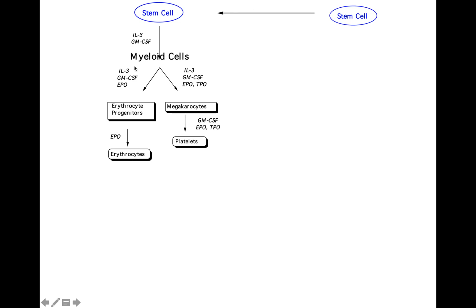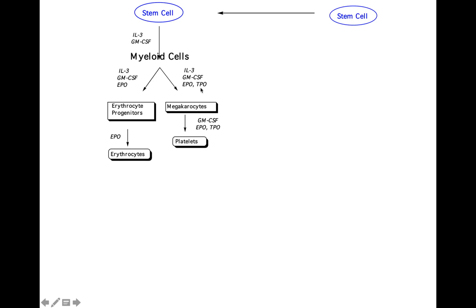So if we start with a stem cell, it can self-renew, and it can make another cell. It can divide into another stem cell, and in the process, a stem cell can also, in the presence of cytokines like IL-3 and granulocyte macrophage colony stimulating factor, differentiate into myeloid cells. And myeloid cells can further differentiate in the presence of these different cytokines. IL-3 and GM-CSF and EPO will lead to erythrocyte progenitors, and more EPO in that environment will lead to erythrocytes. If you have TPO, then TPO leads to megakaryocytes and then on to platelets.